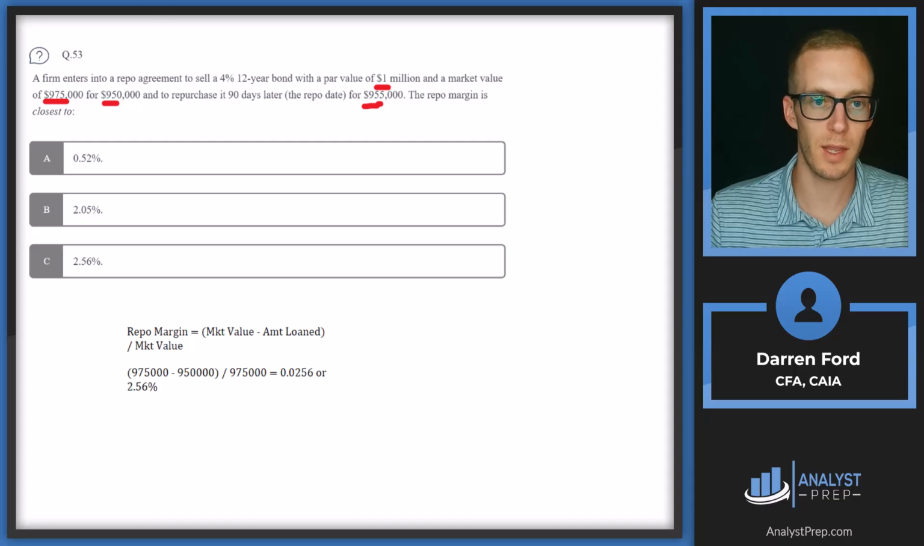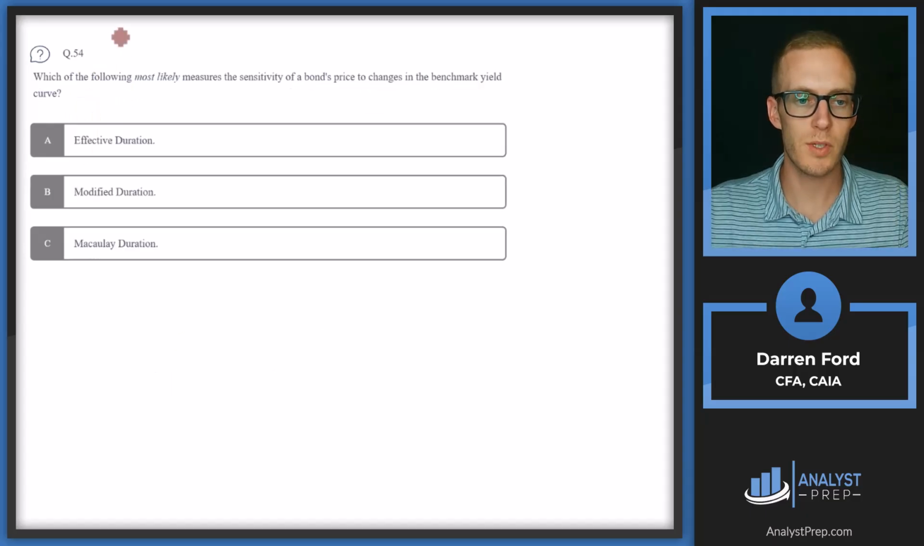Essentially, the 955 number is what we would use if we were calculating the return or the borrowing cost, because the firm is borrowing $950 and then giving $955 back, using this $975 asset as collateral.